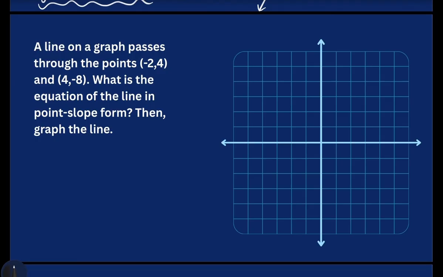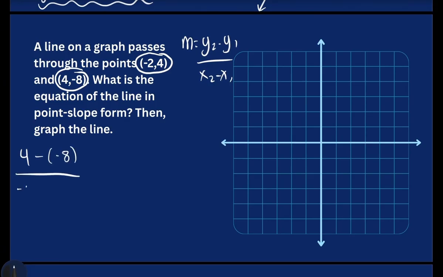Then graph the line. Well, the first thing we need to find is our slope. So let's use these two points to find our slope. Remember that our slope is found by doing y2 minus y1 over x2 minus x1. y2 will be 4 in this case, minus y1, which is -8, so minus -8, over -2 minus 4. This is the same thing as saying 4 plus 8 over -2 minus 4. 4 plus 8 is 12, -2 minus 4 is -6, therefore our slope would be -2.